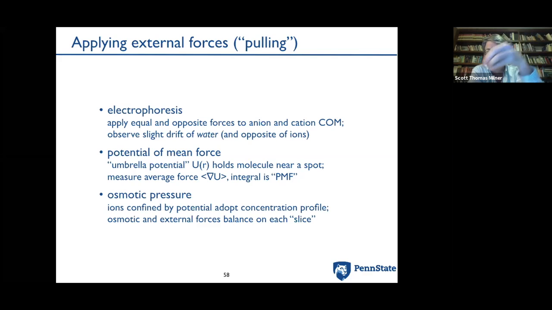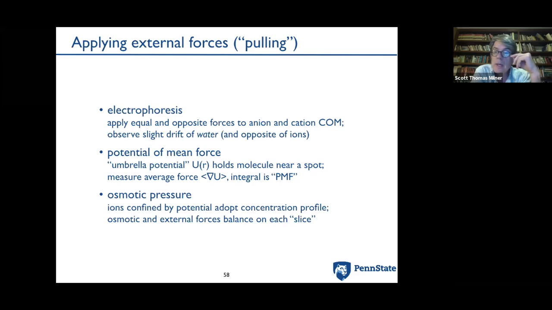And so you can tell how tightly held the surfactant is in the micelle by pulling it out to various distances and measuring the average force needed to hold it at different distances from the center. And if you do that slowly and carefully enough, you can figure out the work required to drag it to any given distance, and that work is the integral of the potential of mean force, or conversely, the derivative of that work is the force that you're measuring.